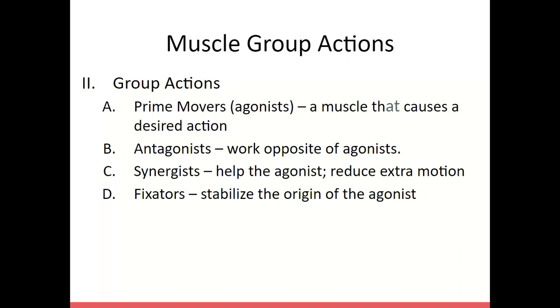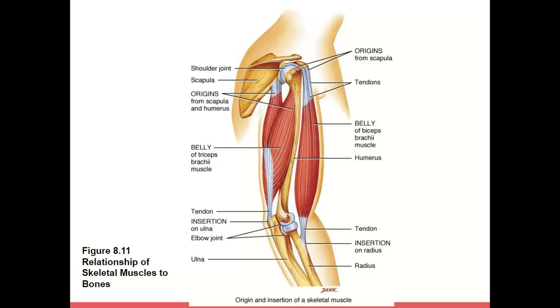The opposite of the agonist is the antagonist that does the opposite effect. So if your brachialis is flexing your arm at the elbow, when you extend your arm, that's like the opposite movement. So that's done by the antagonist known as the triceps.